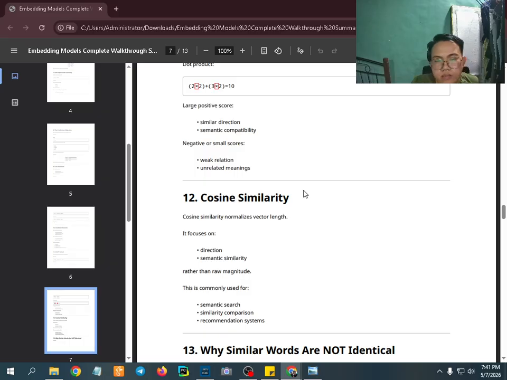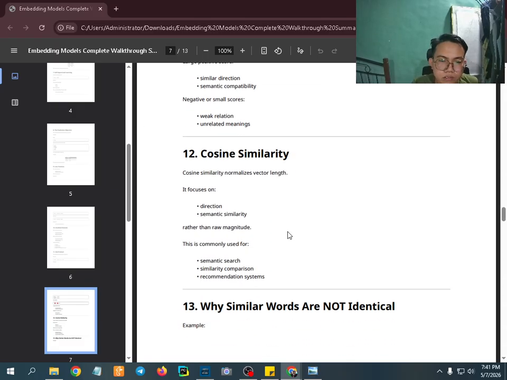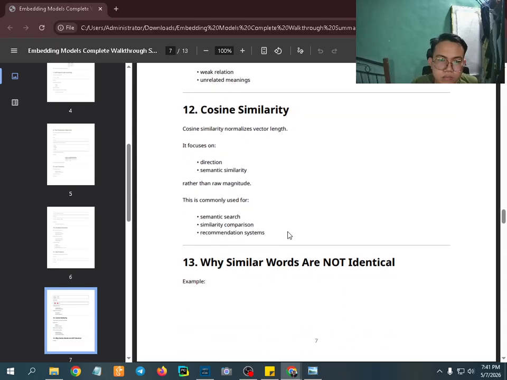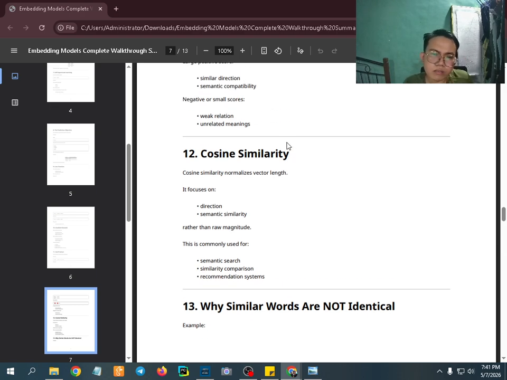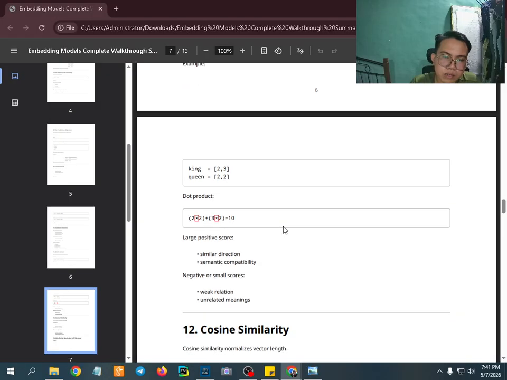So what is cosine similarity? This is almost the same as the dot product we use in these embeddings. Cosine similarity normalizes the vector length. It focuses on direction, semantic similarity, rather than raw magnitude. This is commonly used for semantic search, similarity comparison, recommendation systems. So cosine similarity means gathering their semantic meanings.